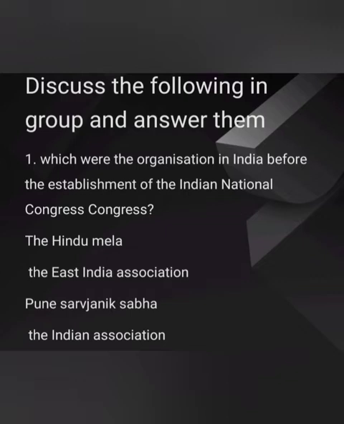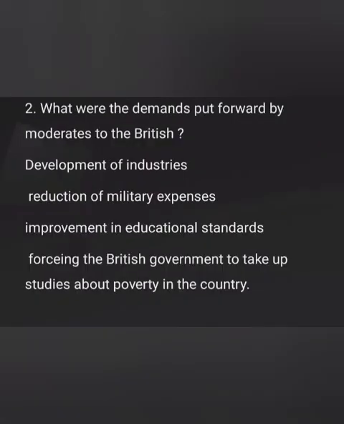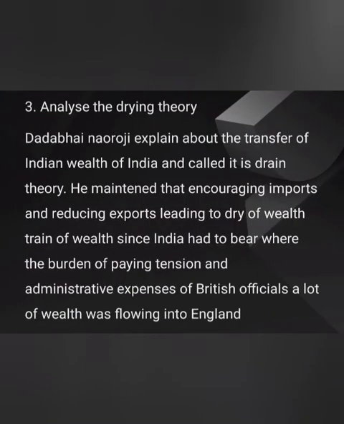What were the demands put forward by moderates to the British? Answer: development of industries, reduction of military expenses, improvement of educational standards, forcing the British government to take up studies about poverty in the country. These were the demands to the British.